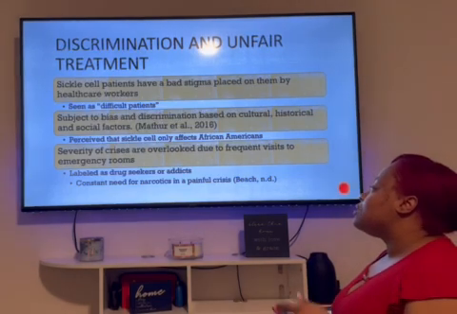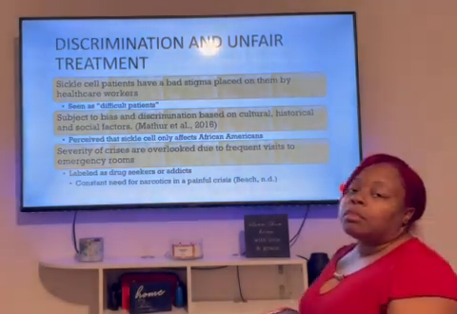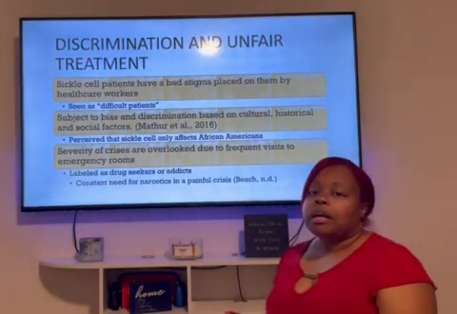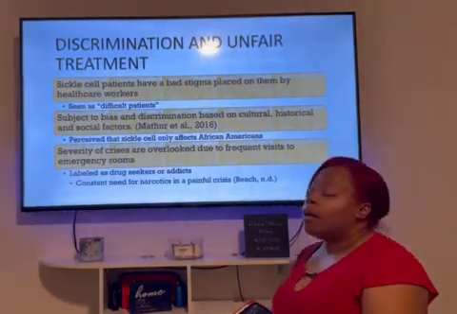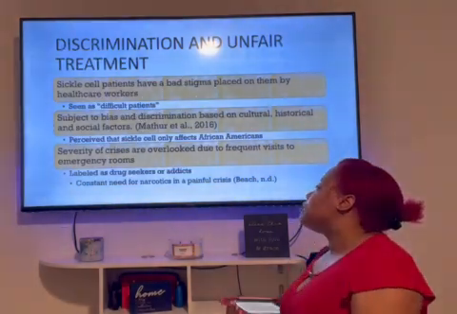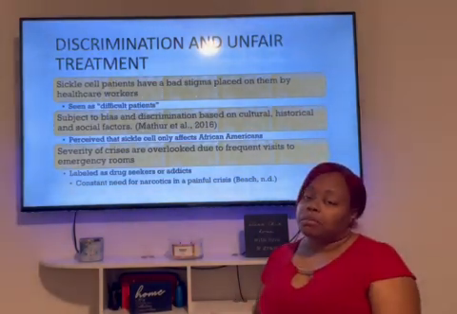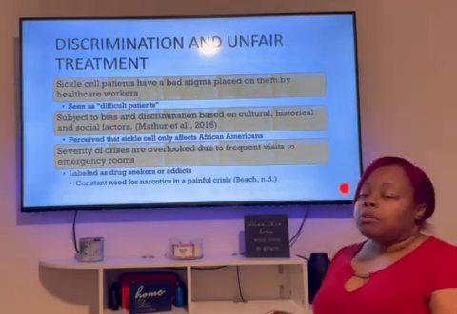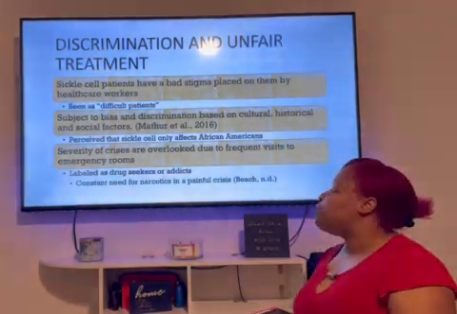Sickle cell patients have this bad stigma, but it shouldn't be that way at all. It really shouldn't, because cancer patients also have pain, and cancer patients also don't get the same discrimination as sickle cell patients who have to deal with this pain all of their lives. There is not a cure. Most of them do live with it for the rest of their lives.